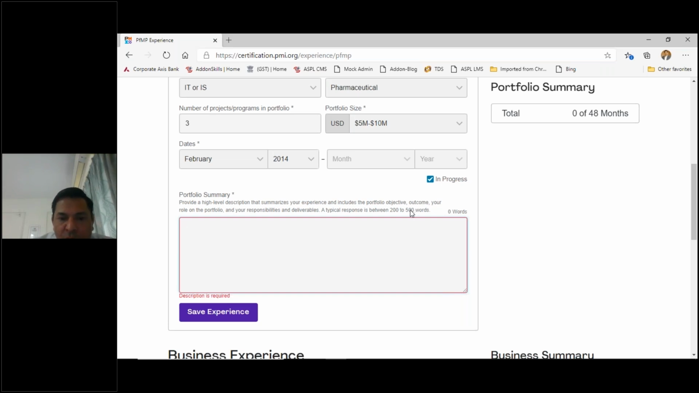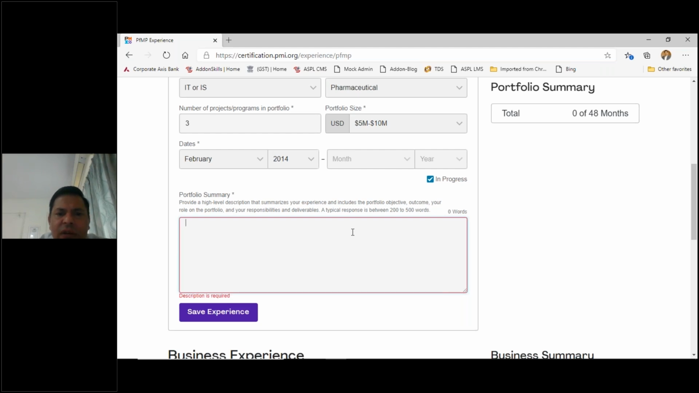The maximum you can write here is 500 words and the minimum is 200 words. I request you to go as close to 500 words as possible. The more you write and explain about your background, the better the panel reviewer will be able to understand your portfolio and your experience of the portfolio.